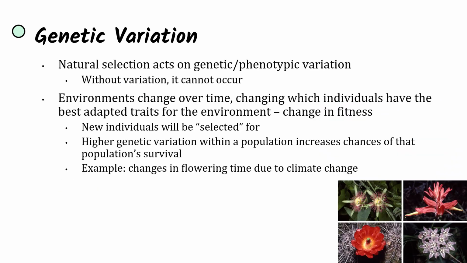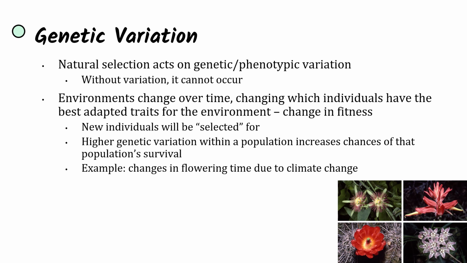So natural selection acts on genetic and phenotypic variation. Without variation, natural selection cannot occur, because in order for natural selection to occur, there must be certain traits that are advantageous within a population that allow organisms to survive and reproduce better. And so by having a lot of variety within the population in outward appearance and by extension within the genome, that means that those individuals are then going to be the ones to survive and reproduce.